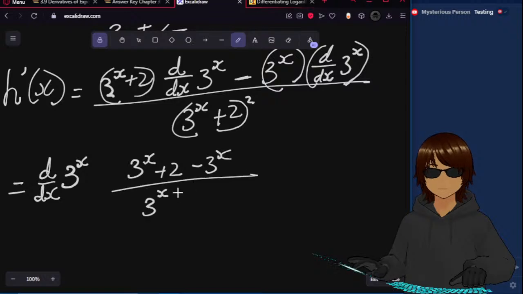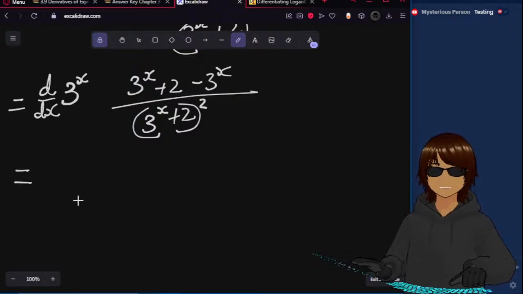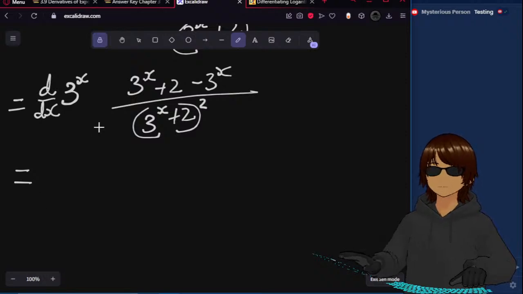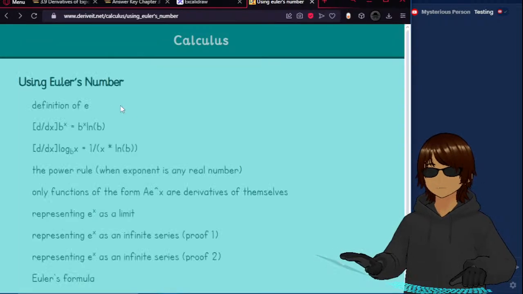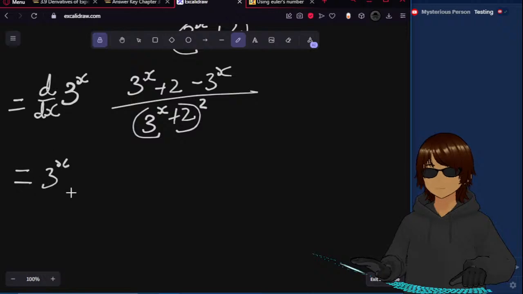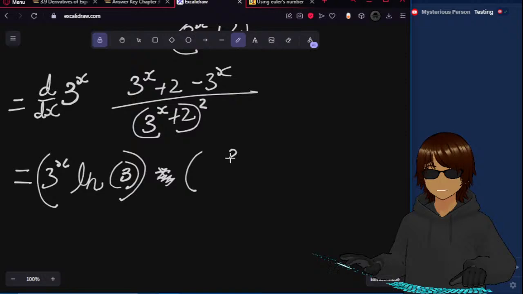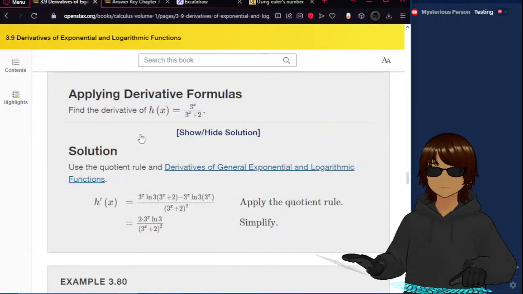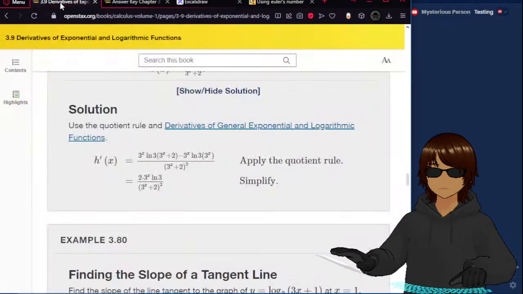This, and then this, these two cancel, and the derivative of this is, I forgot, 3 then ln of 3. Oops. Is this the correct answer? Yes, it is.